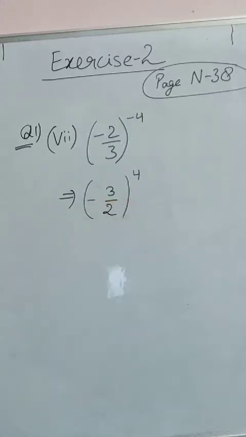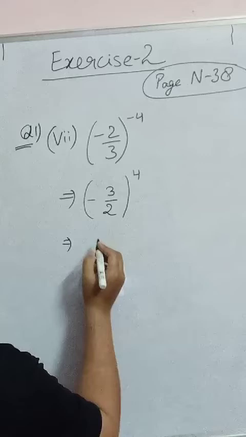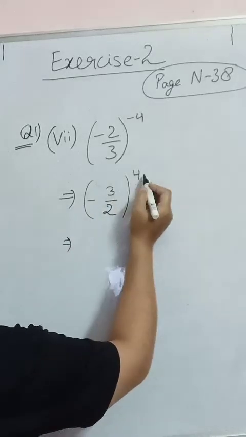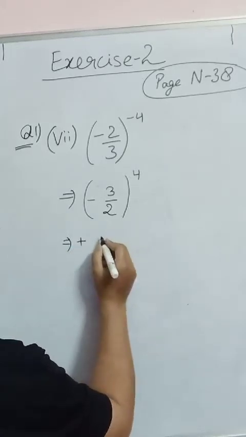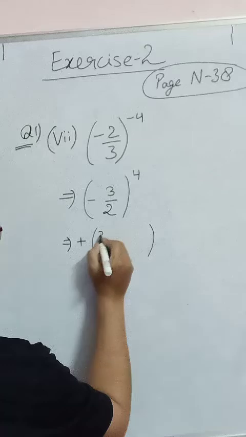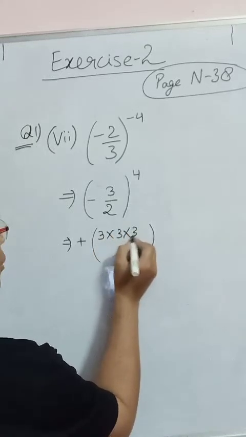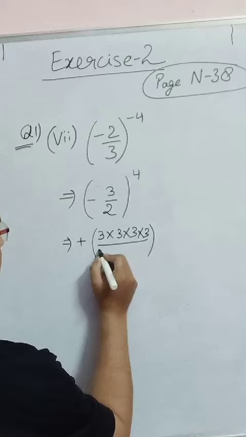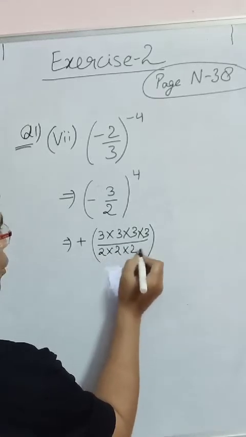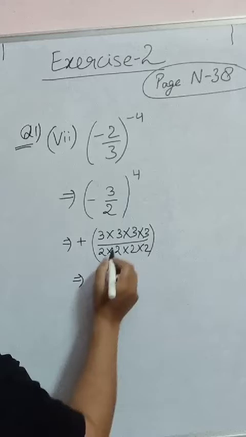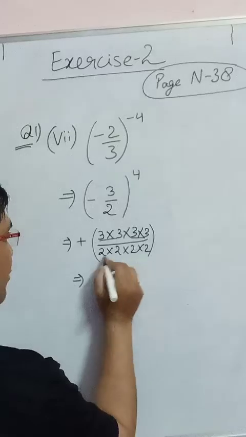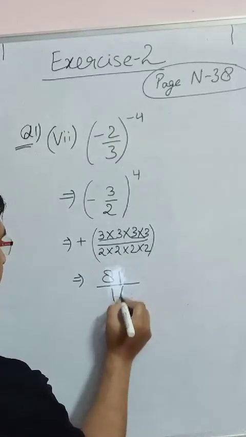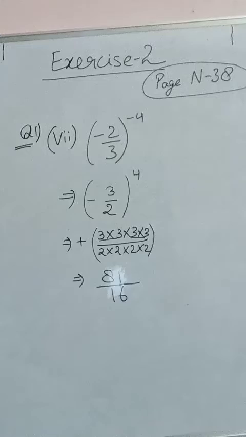Now once the power becomes positive, I can simplify it further. Remember, a negative number raised to an even power is always positive. So this will be a positive number. How will the bracket work? 3 will be multiplied to itself how many times? 4 times. Similarly, 2 will be multiplied to itself how many times? 4 times. So what is the last answer? 3 into 3 is 9. 9 into 9 is 81. Similarly, 2 into 2 is 4. 4 into 4 is 16. So the final answer would be 81 upon 16. That is how it goes.